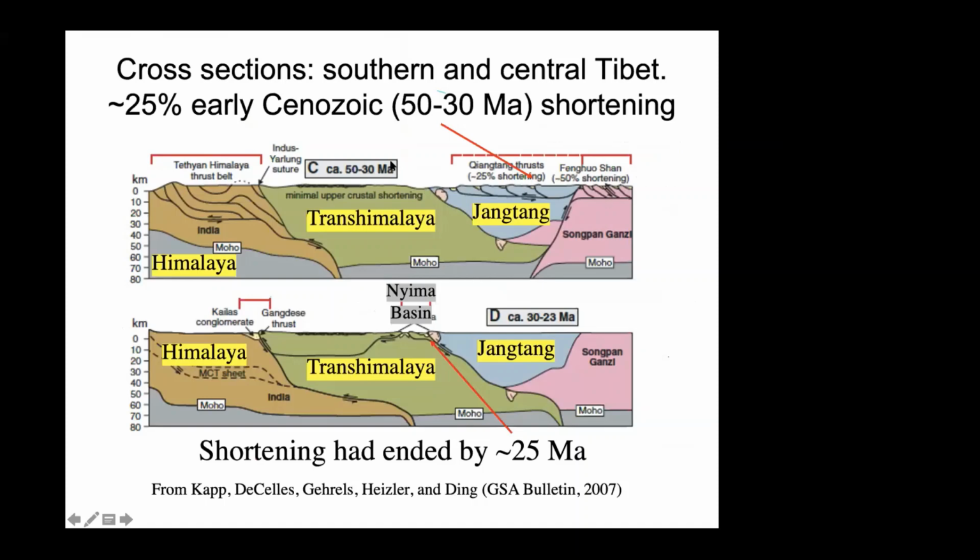And if we're back at 50 to 30 million years ago, much crustal shortening in the Qiangtang up in this area, 25% shortening. That's what I showed you. The Nima Basin is actually a very narrow area, and they argue that all of this shortening stopped by 25 million years ago. So crustal thickening within Tibet until roughly 25 million years ago in this area.